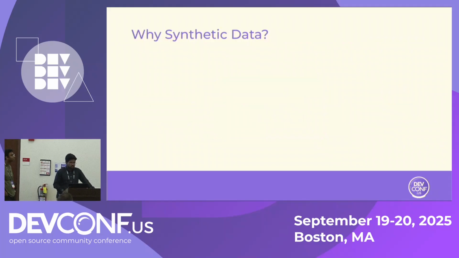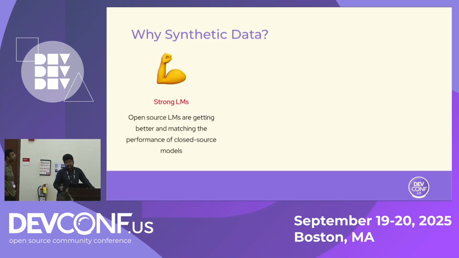So again, why we want to go the synthetic route, and why now? Language models have become much more capable and stronger. Open source models have also become incredibly capable recently with GPT-OSS's release. They're now matching the frontier models like GPT-4, 5, and inference has also become cheaper and faster.